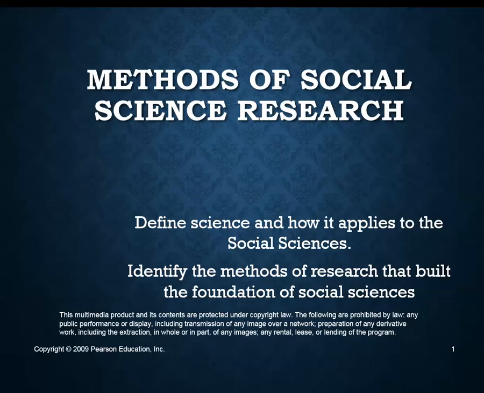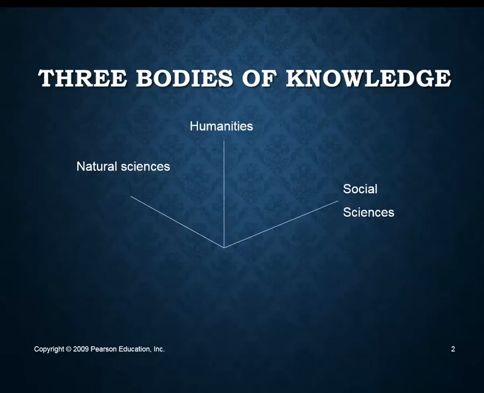However, I am going to focus on the two learning outcomes listed here on this slide about defining science and how it applies to the social sciences, and about the methods of research used by social scientists. I want to begin with a clarification of where we sit compared to other areas of study. If you think about the general education requirements you're filling in your program of study at MID, you may recognize the headings on this slide.